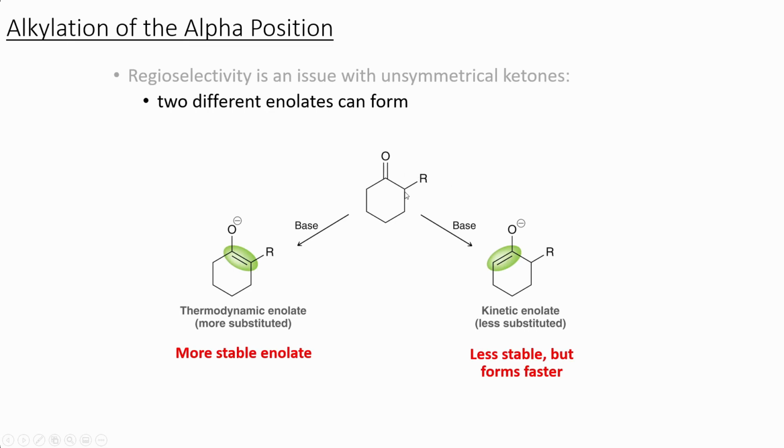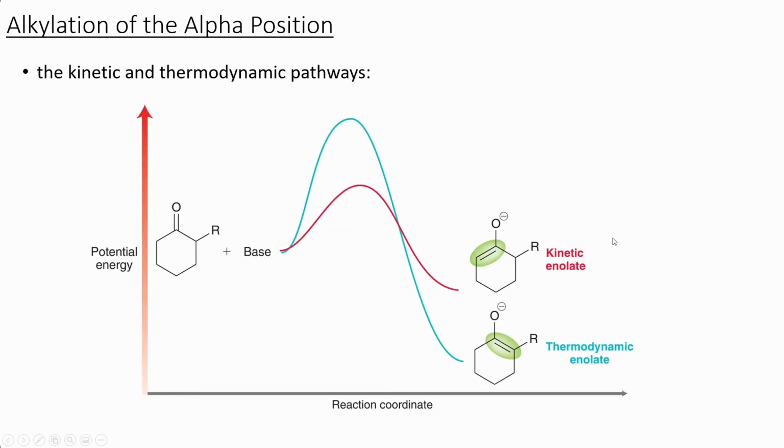If we have a substituted alpha position on one side and an unsubstituted one on the other side, then we have two enolates that can form. The thermodynamic enolate will be the more stable enolate, and the kinetic enolate will form faster, but it's less stable. So this would be the kinetic enolate. If we look at the reaction pathways in the presence of base, the kinetic enolate will form the fastest because it has the lowest amount of energy needed to reach its transition state, but the thermodynamic enolate will form over time. It just requires a larger amount of energy input.